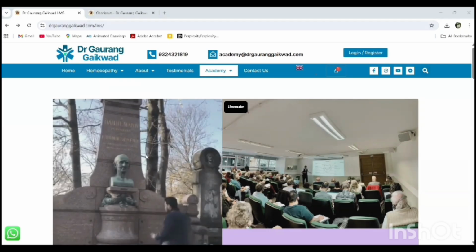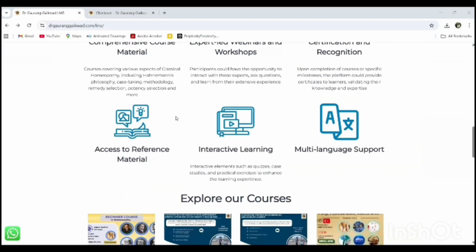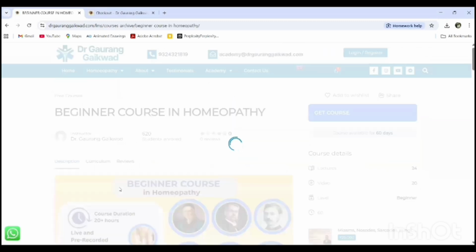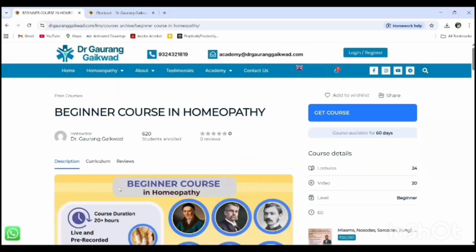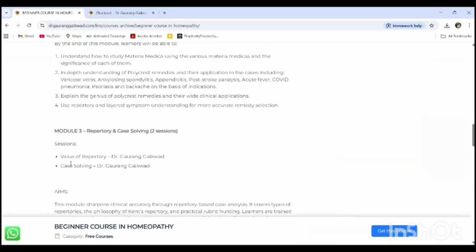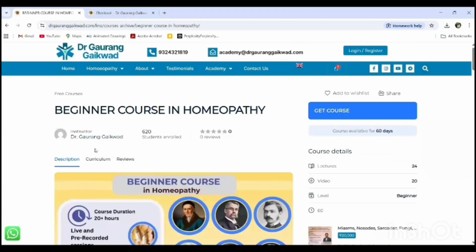When you open the website page, you have to go to the Academy section. In the Academy section, this page will open up. When you go down on this page, you have to scroll down to find Explorer courses, in which you'll find the beginner's course in homeopathy. When you go here, you have to just click on preview this course. This directs you to this page in which you have the description, the curriculum, and the reviews of the course. In the description, there is a lot of content written which describes the course, the modules that it has, etc. And you have the curriculum here.